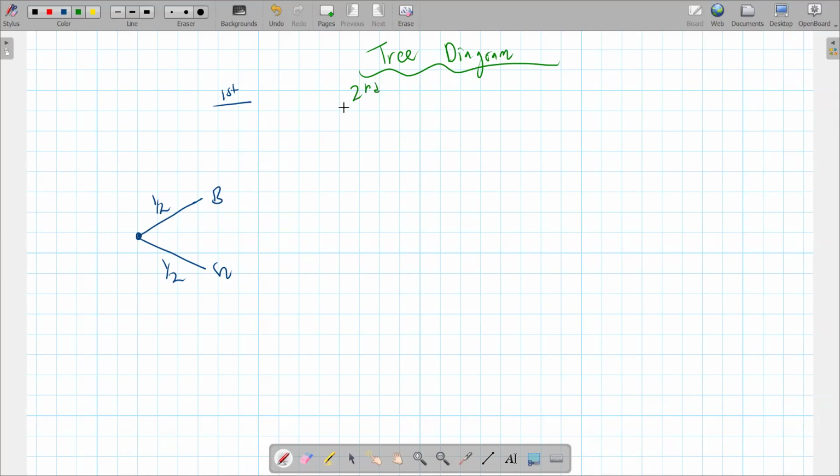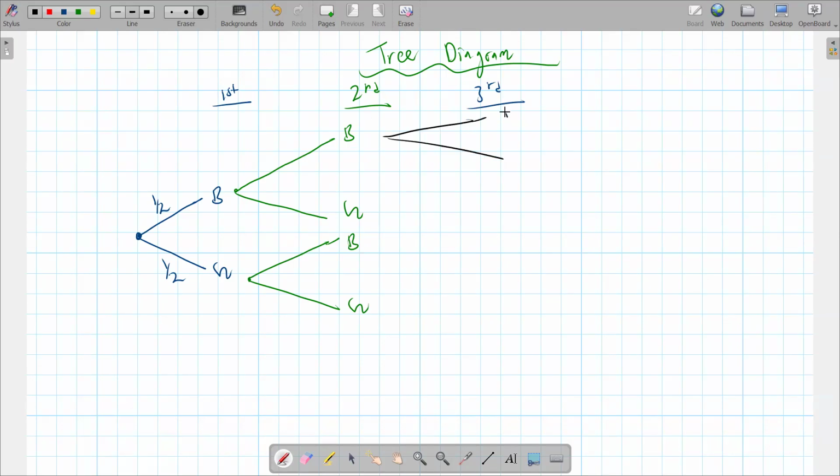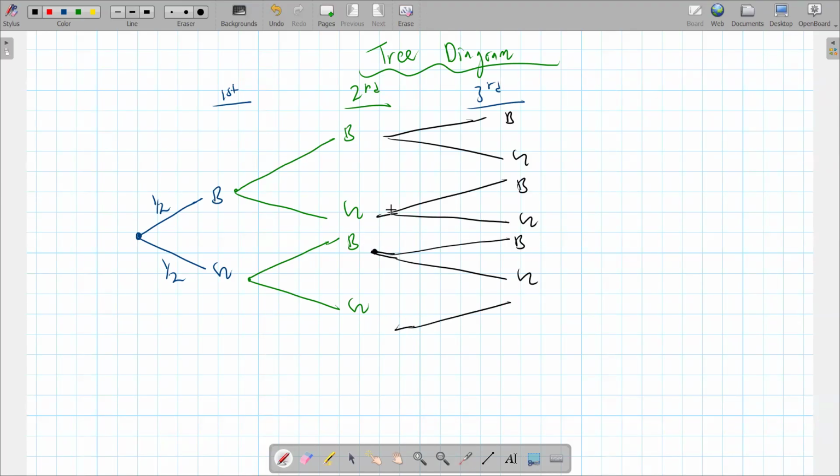What about the second kid? What are the outcomes for the second kid? Does it change, you think? No, it's still the same thing. It's going to be boy, girl, and then boy, girl, depending on what the previous outcome was. And then for the third, it's the exact same thing, right? So from that B, you get BG. From this G, you'll get BG. From this B, you'll get BG. And from the last G, you'll also get BG. So this comes from here, this comes from here, and this one will come from here.